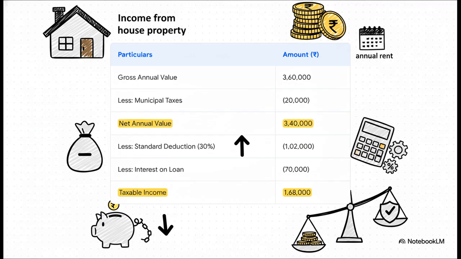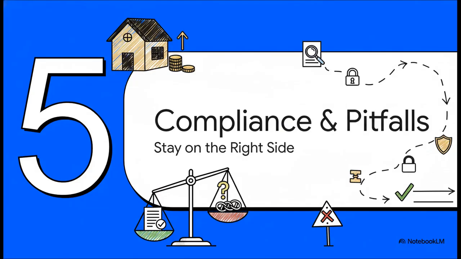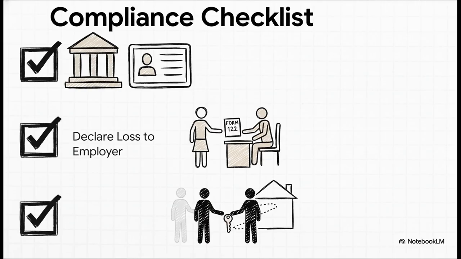Simple as that. You know, knowing how to do the math is only half the story. Being compliant and, more importantly, avoiding those common mistakes is just as crucial. So let's cover some really practical points you need to be aware of. So here's your quick compliance checklist. First, and this is a big one, to claim that home loan interest deduction, Rule 151 says you must provide your lender's PAN details. No PAN, no deduction.